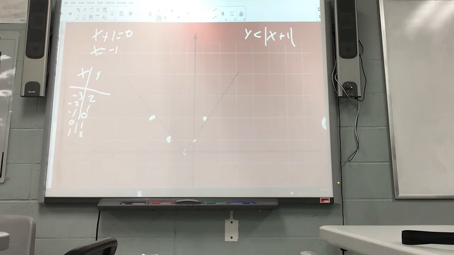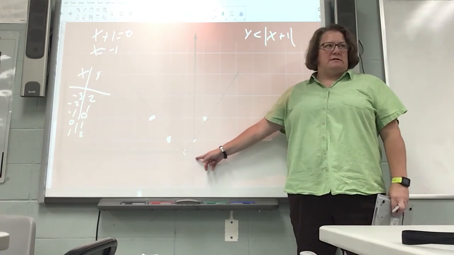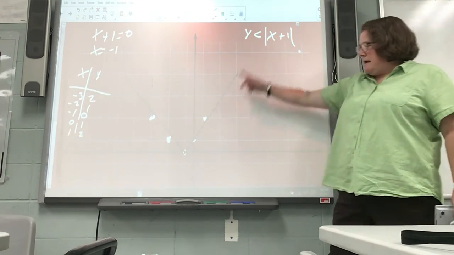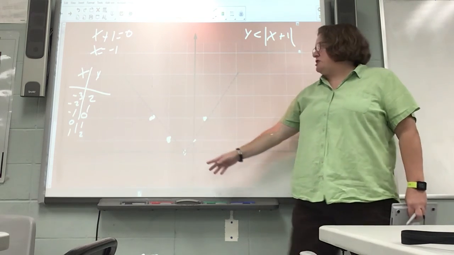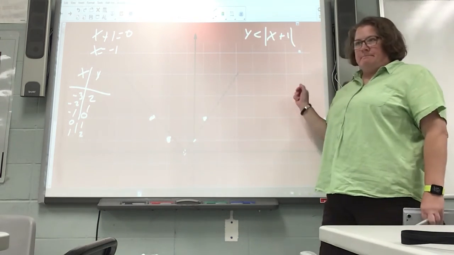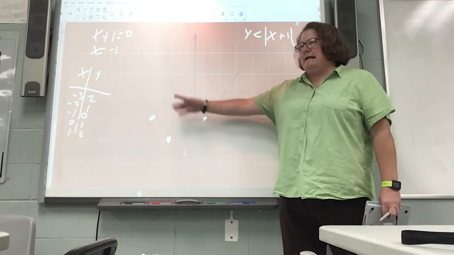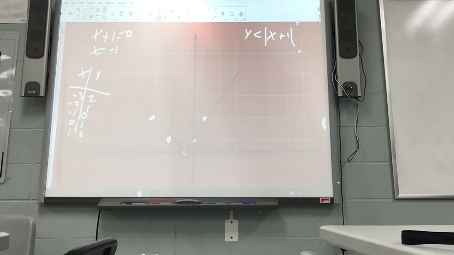I would plug in a test point. So I would say my V is not touching 0, 0, so I'm going to plug 0, 0 in and see if it makes it true or not. If it makes it true, that point will get colored, so I'll shade everywhere outside the V. If it makes it false, I can't color that part, so I'll shade inside the V. So plug your 0, 0 in.